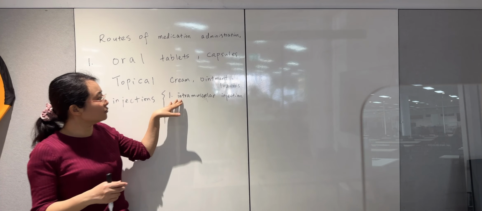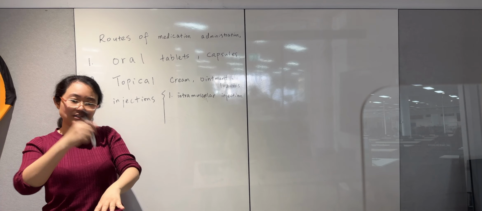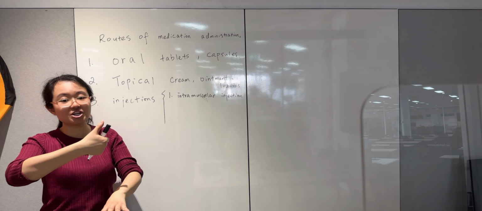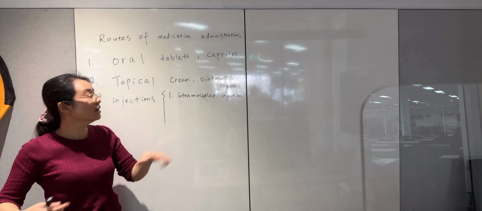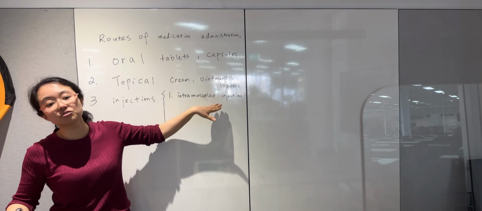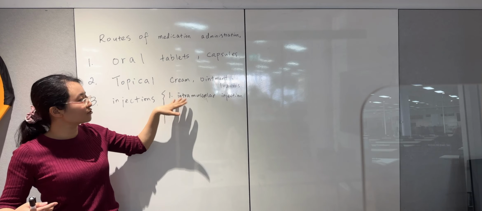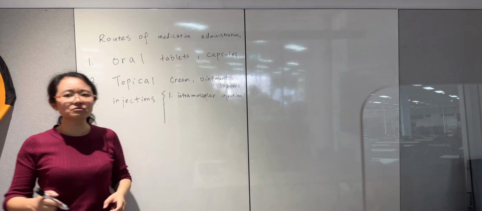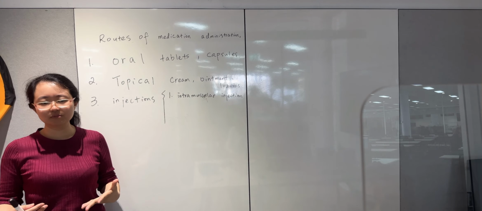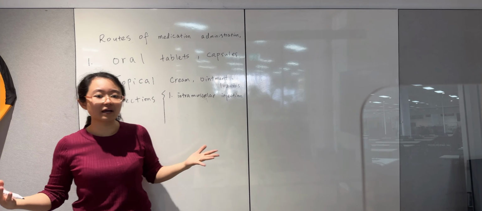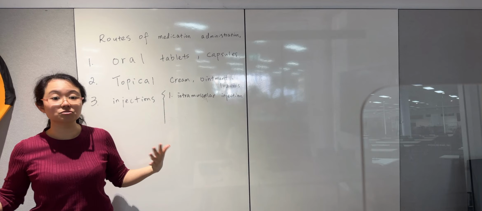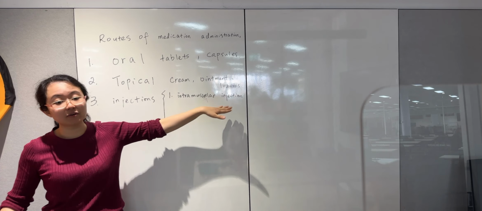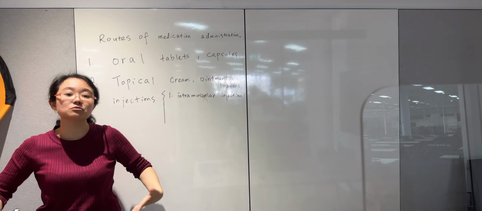So if we give the injection, put the needle inside the muscle, and then inject the medication into the muscle, this is called intramuscular injection. Our muscle contains rich blood vessels as well, so it can quickly absorb the medication. This way is very quick.